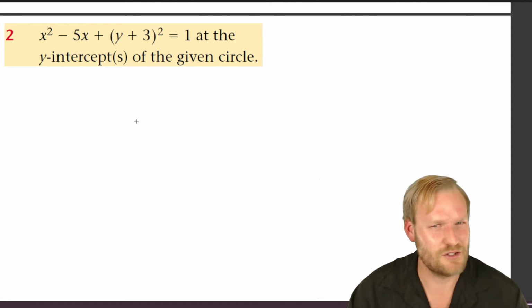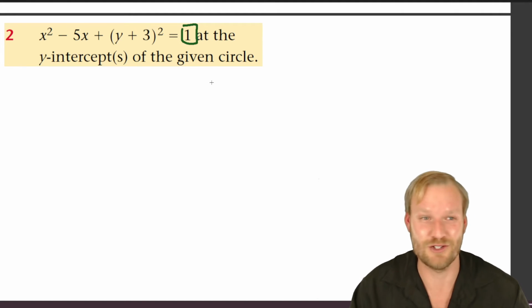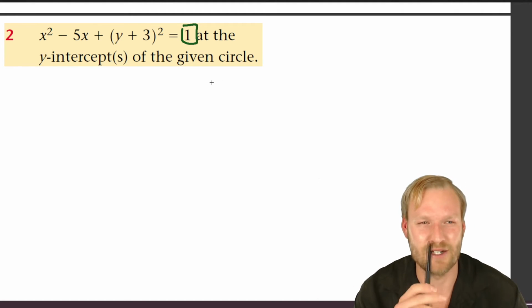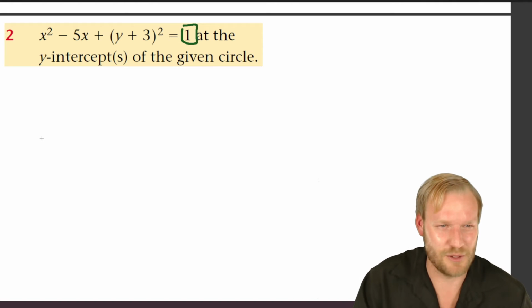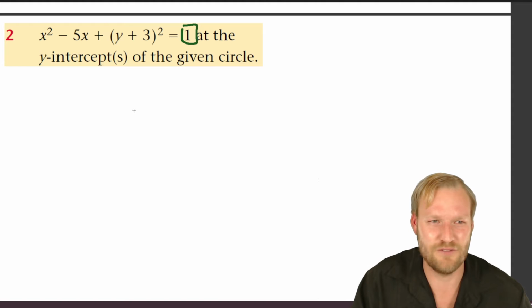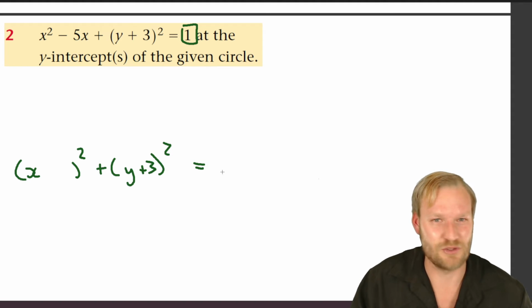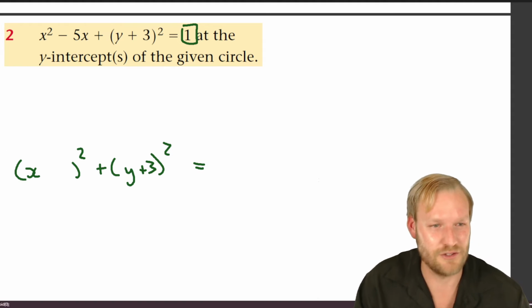You did. I wonder if you wrote 1 because you're like, oh, well, that's 1, so that's 1 squared. But wait a second. We're going to need to do a little bit more work here, because this isn't in that center radius squared form. It isn't in the form x something squared plus y something squared equals the radius squared. We've got to do a little bit of work here first.